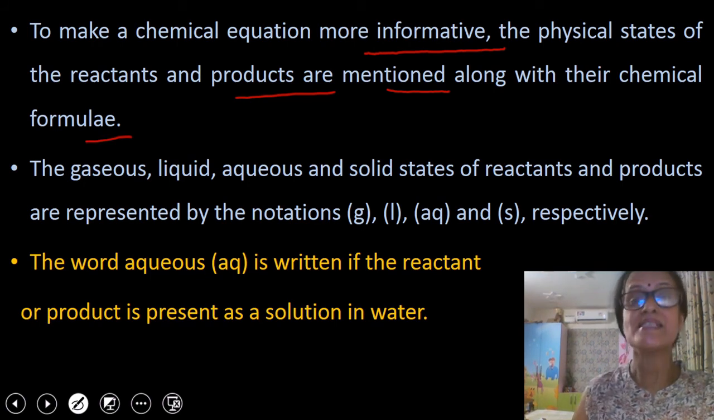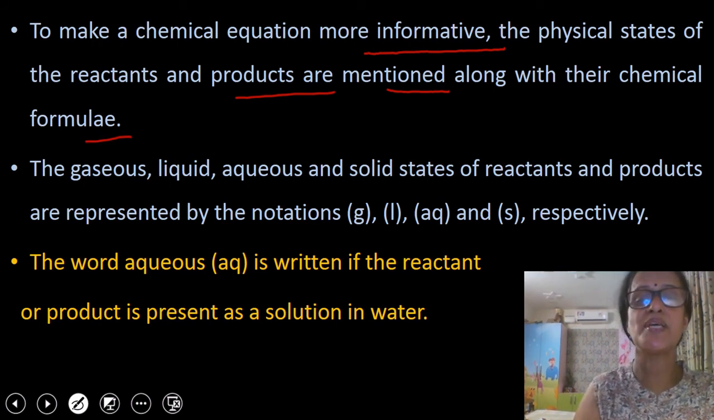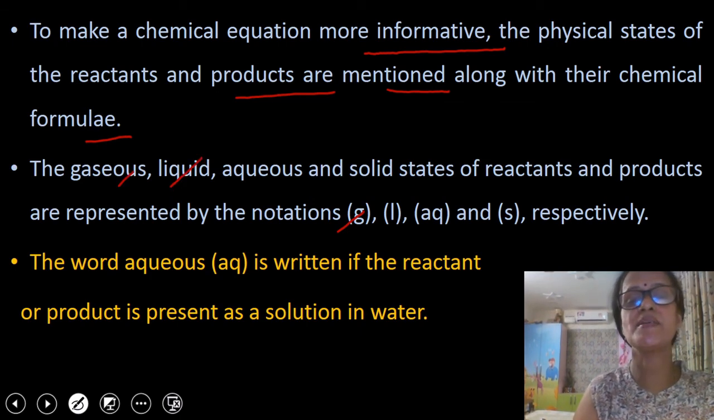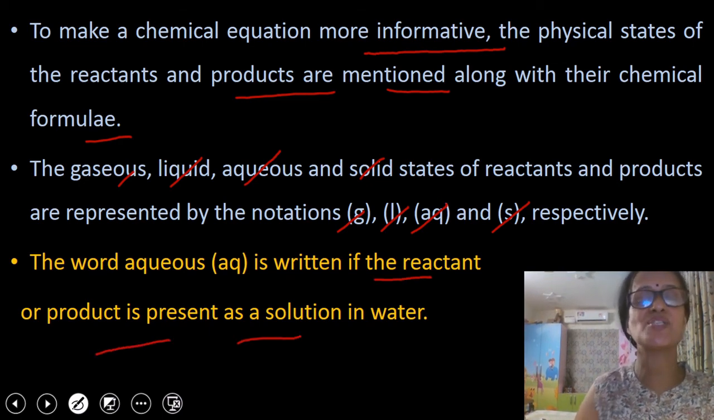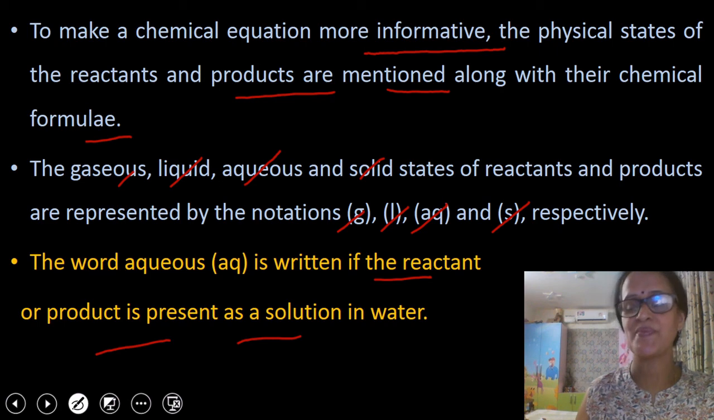The gaseous state is represented by the notation small g. Liquid state is represented by the notation small l. Aqueous state is represented by the notation aq, and solid state is represented by the notation small s. Students, the word aqueous is written if the reactant or product is present as a solution in water.